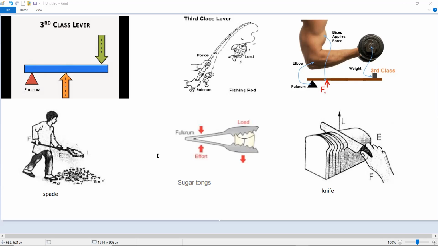Another example, spade. Effort is in between the fulcrum and the load for third class lever can be seen in that. Sugar tongs and knife are also the examples of third class lever.